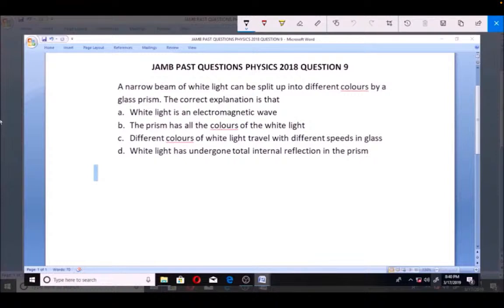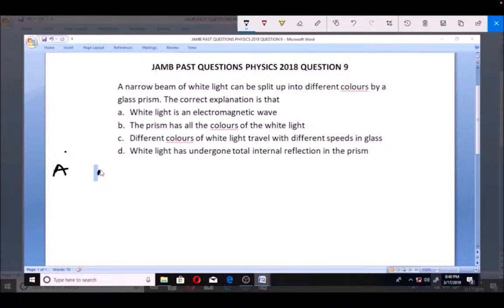Now, for you to understand it, you need to understand some technical terms or phenomena in white light. Here we're talking about dispersion of white light. What is dispersion of white light? For us to understand this, we need to know what refraction, diffraction, internal reflection are. But the phenomenon that goes with this particular case is what we call dispersion.